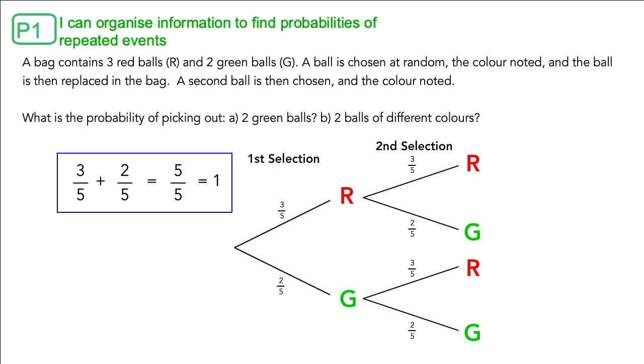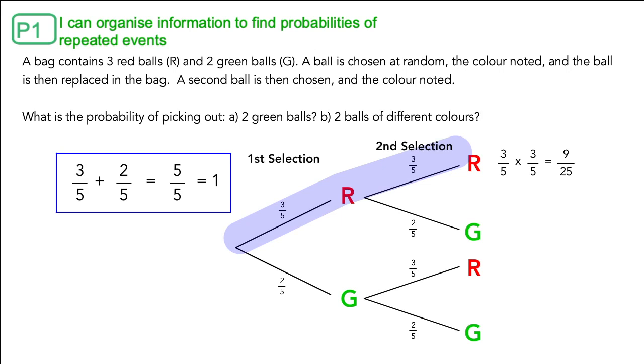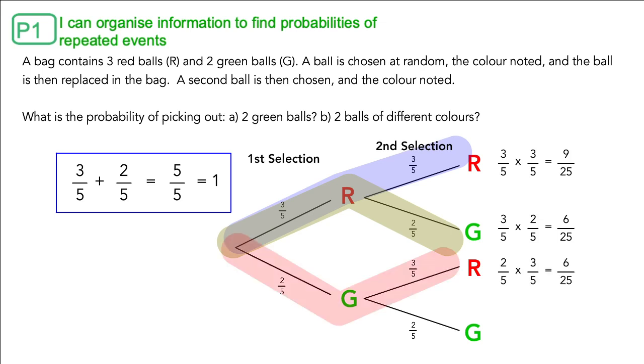We have now set up our tree diagram. What we could do now is calculate the probability of each outcome. The first outcome is selecting a red ball twice. The probability would be 3 over 5 times 3 over 5, giving us the probability of 9 over 25. Next, the probability of selecting a red first, then a green. Following the pathway, that would be 3 over 5 times 2 over 5, which equals 6 over 25. Next, selecting green first, then red. 2 over 5 times 3 over 5 equals 6 over 25. And finally, selecting green twice. 2 over 5 times 2 over 5 equals 4 over 25.